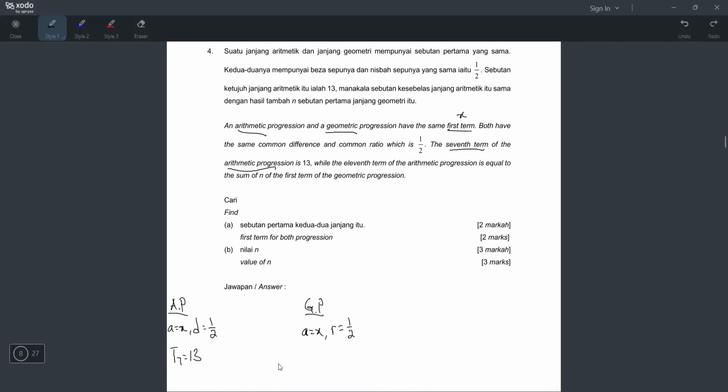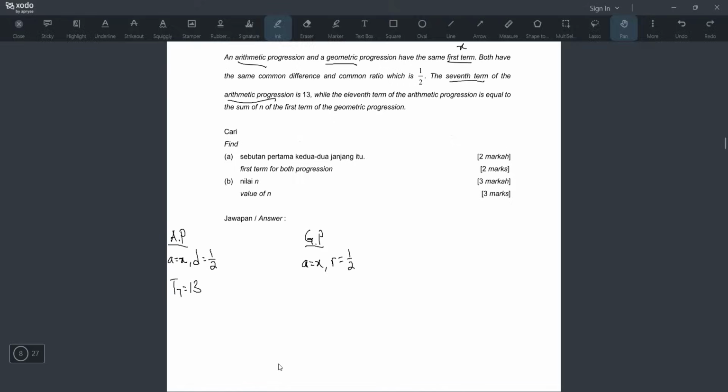And then the 11th term of the arithmetic also, but this one is equal to the sum of first n terms. So I think this is another important piece of information. The 11th term, let's write here: T11 of the arithmetic is equal to the sum of first n terms of the geometric, so Sn. This one is for the geometric, and this one is for the arithmetic, right? Like this. So soalan A, it says find the first term of both progressions.